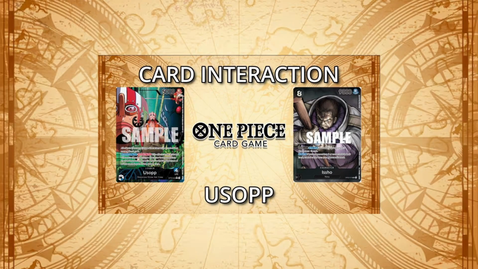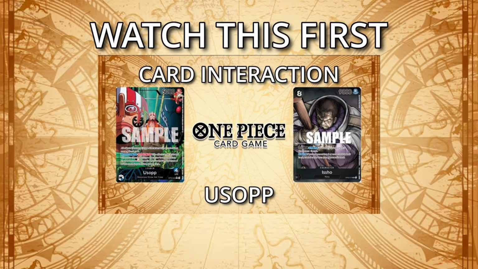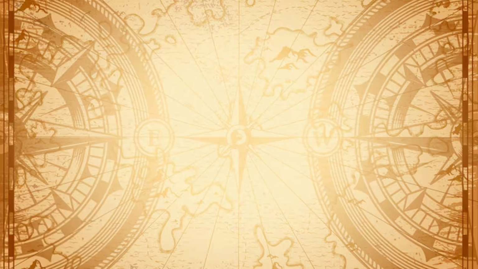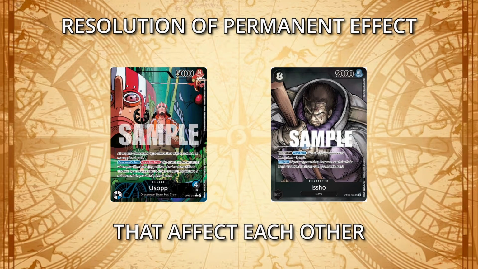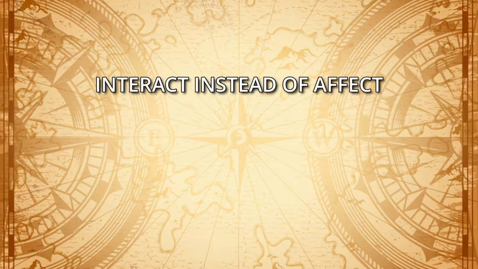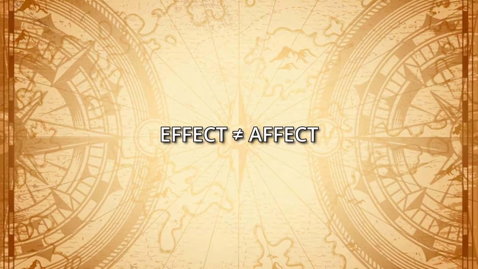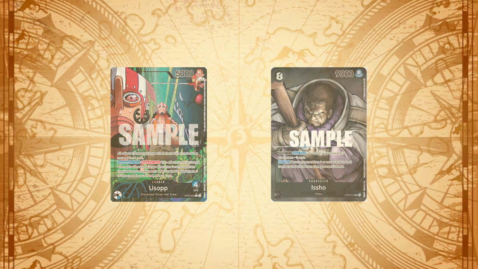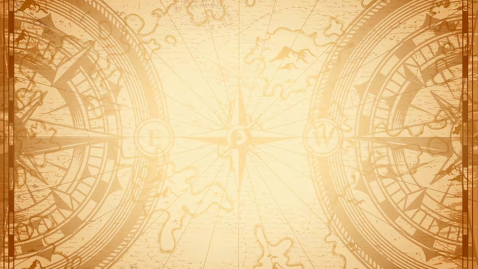If you haven't watched part 1, I would recommend doing so in order to get a full understanding of the complexities behind this leader. The issue lies in the resolution of permanent effects that affect each other. For clarity's sake, I will use the word interact instead of affect to avoid confusion between effect and affect. So the two cards that create these complexities are the Usopp leader and the 8-cost Isho. I will now go through some examples step by step which should give a full understanding of how these two cards interact.